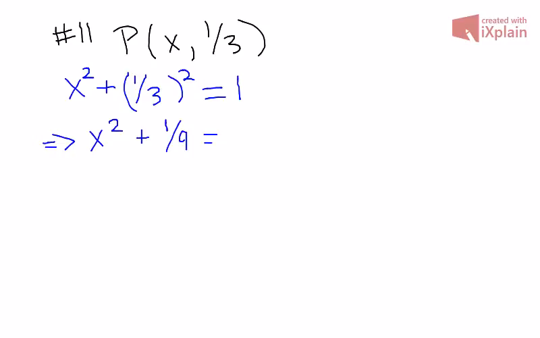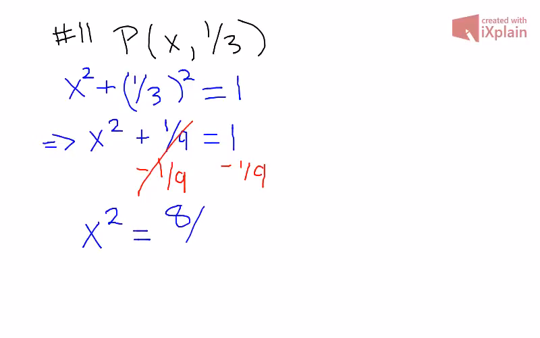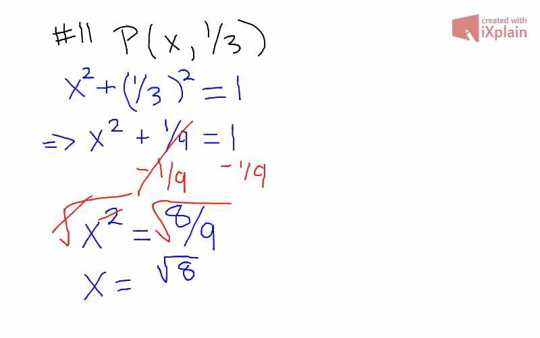We go ahead and just square that 1/3, which becomes 1/9. Subtract 1/9 from both sides. We're trying to solve for x right now. So we get x squared equals 8 over 9. We have to take the square root of both sides. So when we do that, we get x equals the square root of 8 over, and then the square root of 9 is plus or minus 3, because you can square minus 3 and it'll get you 9, and you can square positive 3 and it'll get you 9.